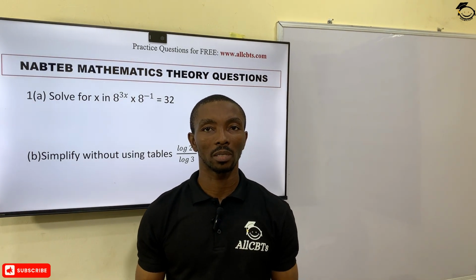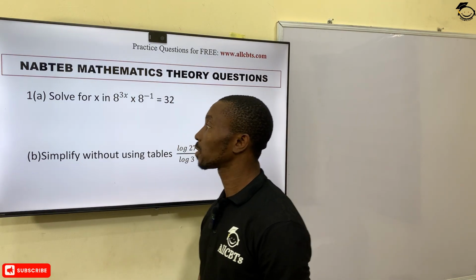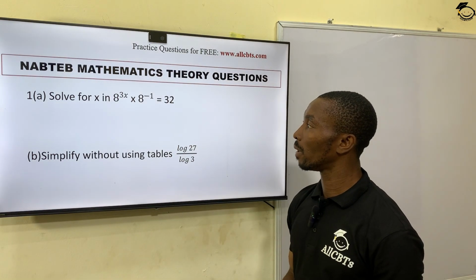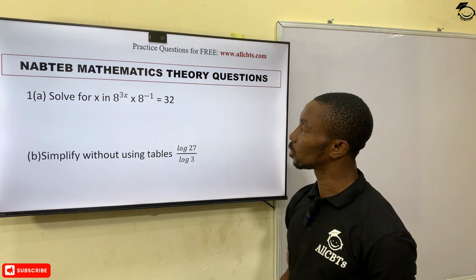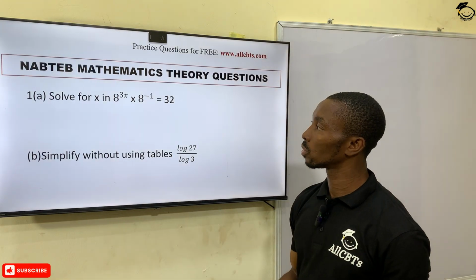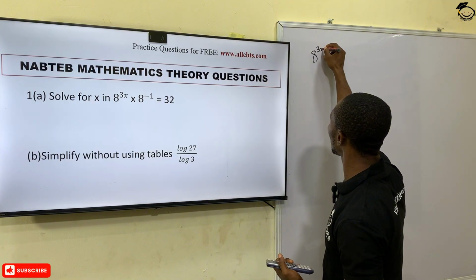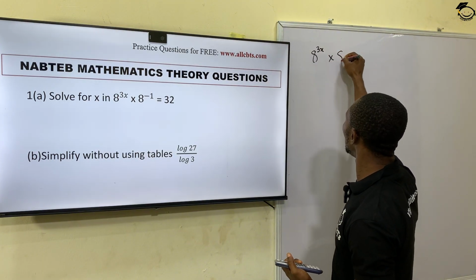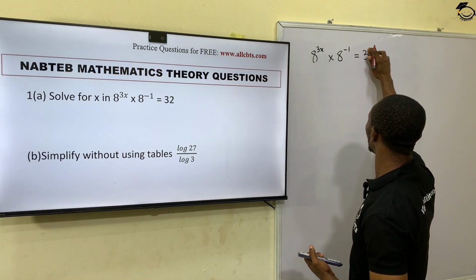Today we'll be looking at NABTEB Mathematics Past Question Theories. Alright, our first question says, solve for x in 8 raised to power 3x times 8 raised to power minus 1 equals 32. Now, we have 8 raised to power 3x times 8 raised to power minus 1 equals 32.